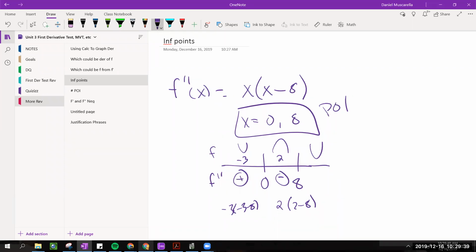So these two guys right here would both be points of inflection. Oh, okay. Because it goes from positive to negative and negative to positive. Right, and that's what you would say.